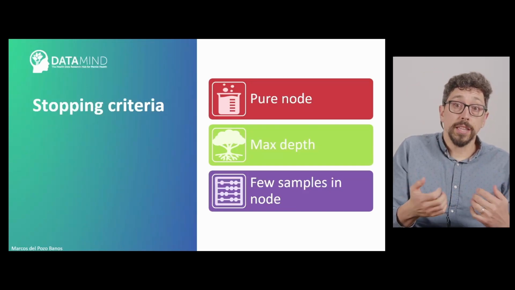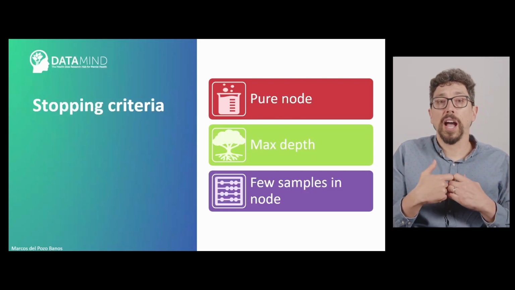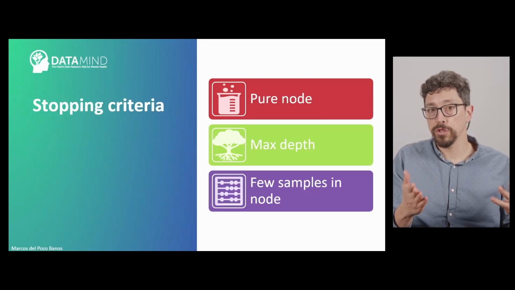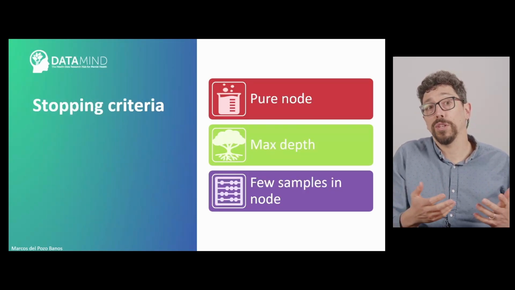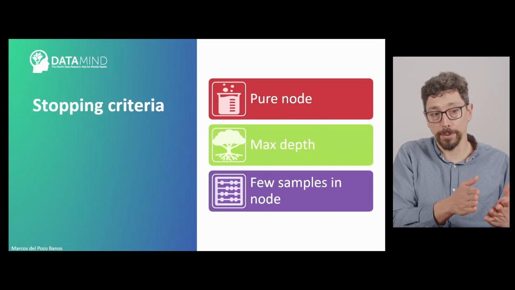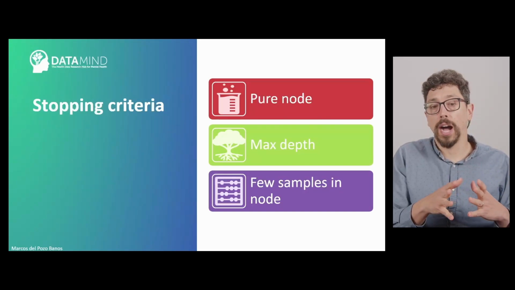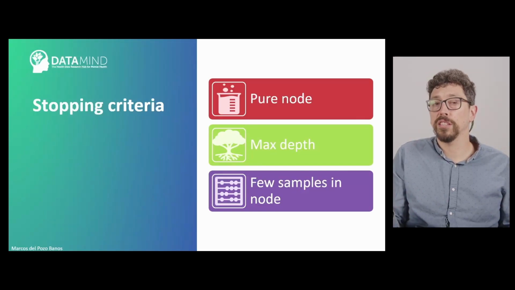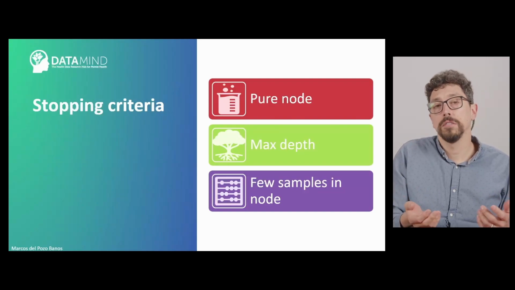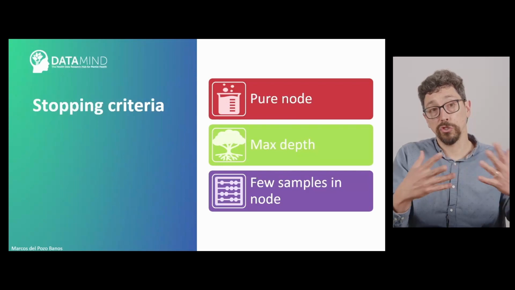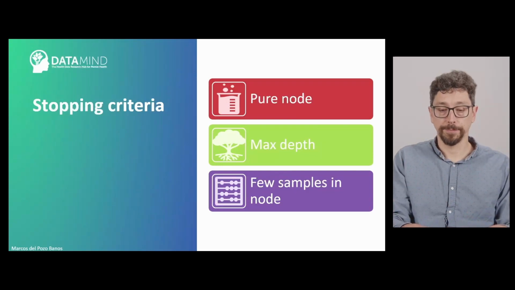Also, it could be that we end up with nodes that have too few samples. We don't like nodes with too few samples. In the same way, we don't like running a statistical analysis on very small sample sets. And that is because, well, if a node only has one or two samples, is that really representative of anything? We don't know. It could very well be an outlier, in which case the tree will be overfitting the data.